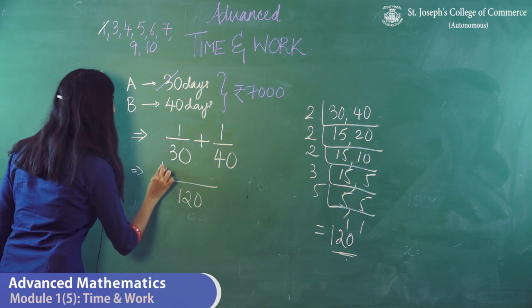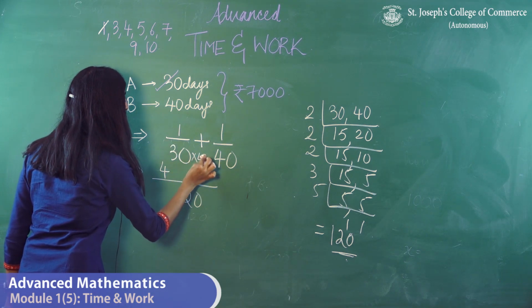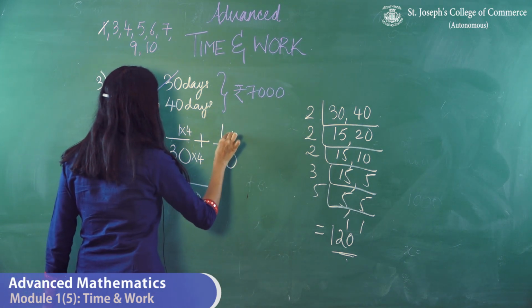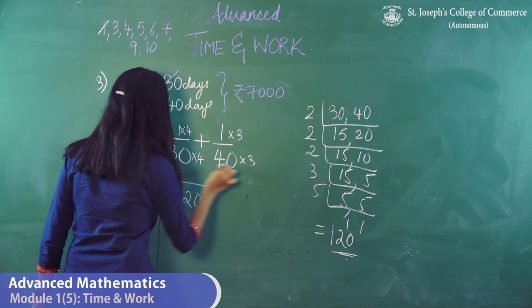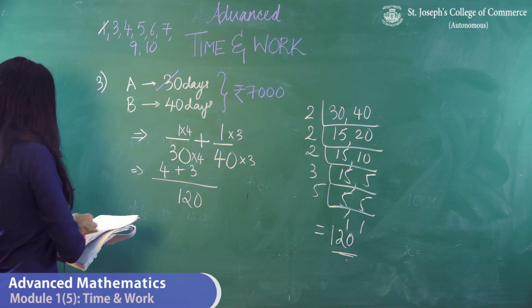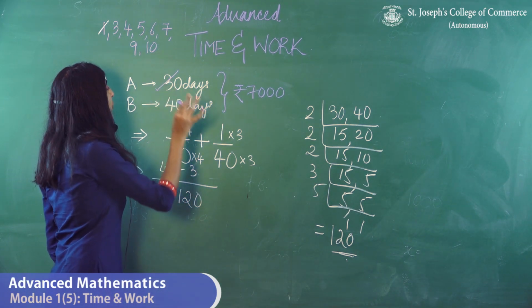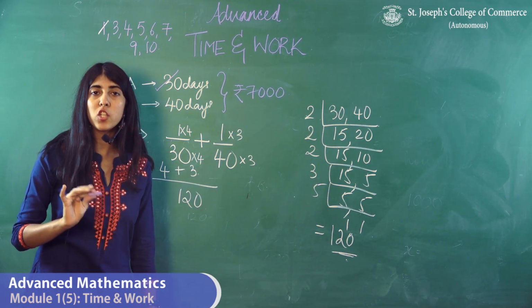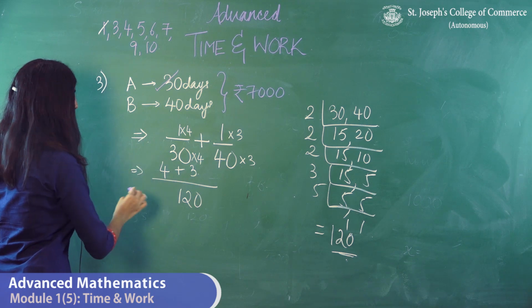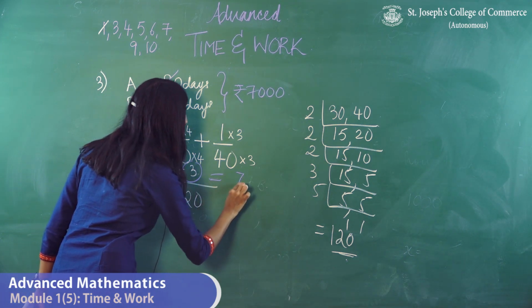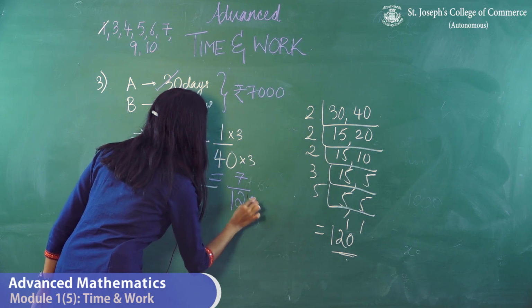So, this would be 4 because 30 into 4 gives you 120. So, 1 into 4. And 40 into 3 gives you 120. So, 4 plus 3. Since they haven't asked you how much time they would take if they work together, they've just asked you for B's share, so you don't need to solve further from here. This is the ratio of the share because this is equal to 7 by 120.